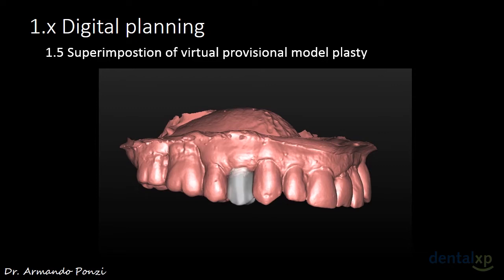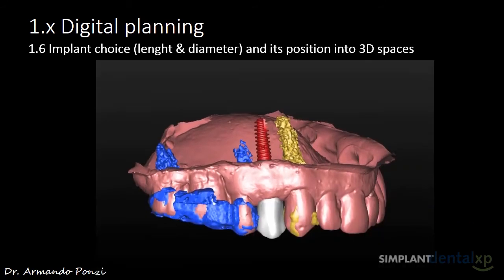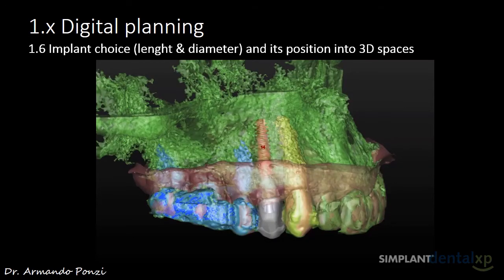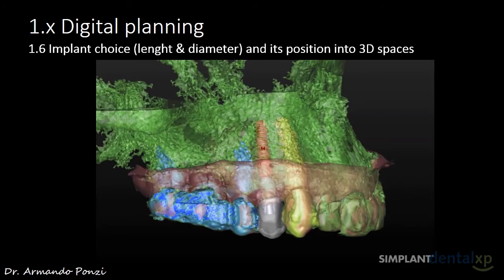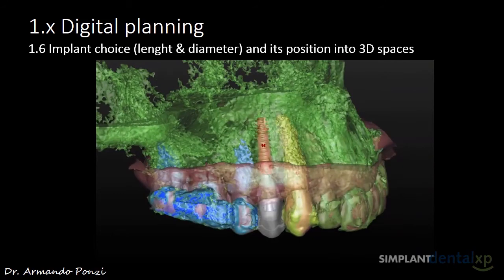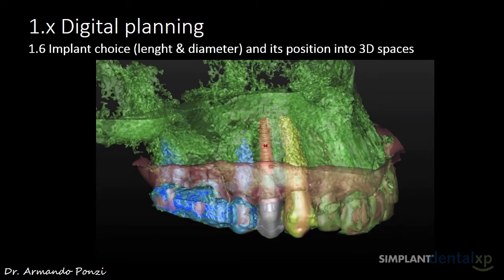We superimposed the virtual provisional on the plastic model. We then choose the implant brand, the diameter, the length, and a standard abutment. We include all these items into the digital planning, and we see here the bone in transparency, the two roots, adjacent root and implant, standard abutment, and provisional, correctly positioned.